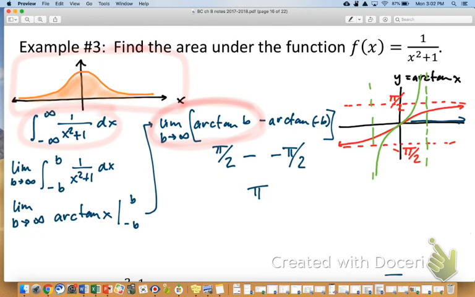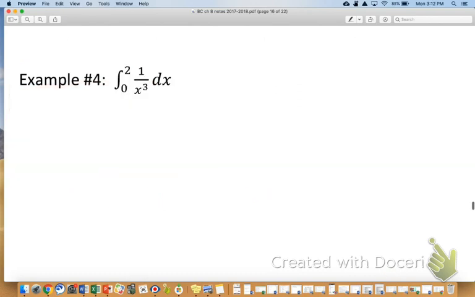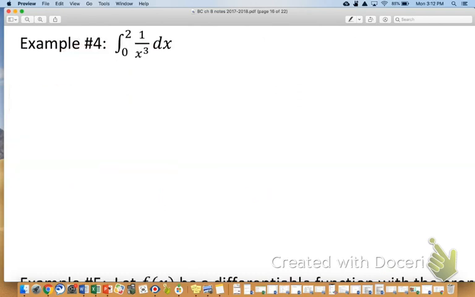Okay. Let's do one more. Example 4. Let's do this one together, though. So this might leave you in a slightly dissatisfied place. I'm okay with that, though. It's going to leave us with a real number. Why on earth is this improper?